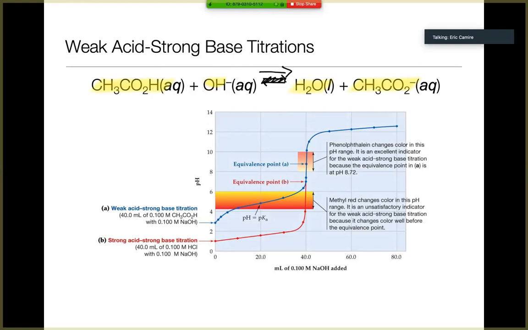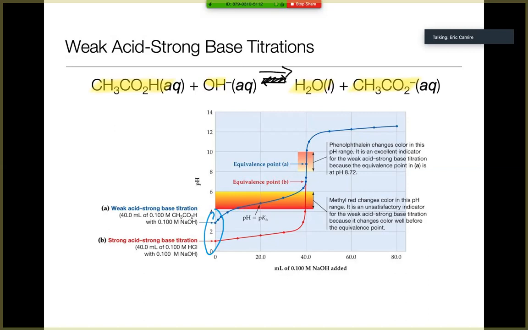We can go through the same questions we started with. So again, I can start with that weak acid. Again, let's take a look at when there's no sodium hydroxide. So the red line is actually the titration we just saw in the previous couple of slides. So that's my strong acid, strong base titration. The blue line right here is talking about the weak acid, strong base titration.